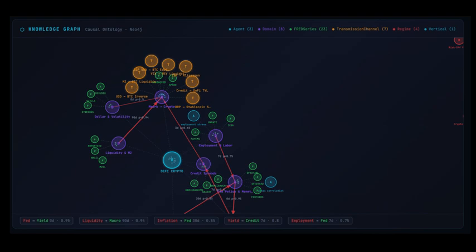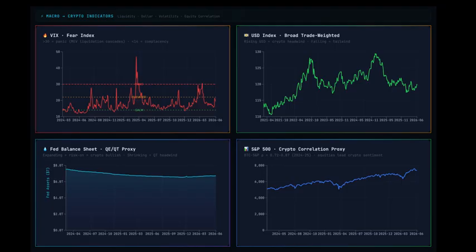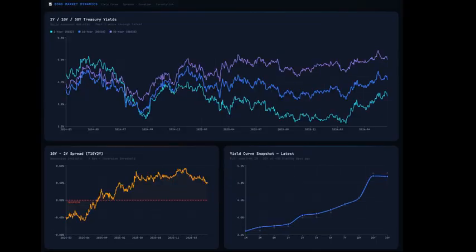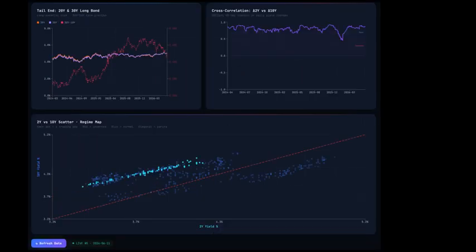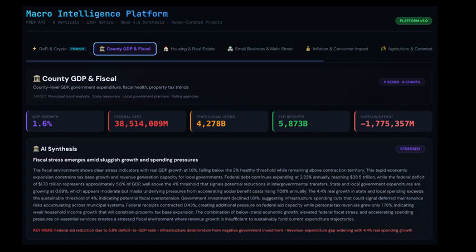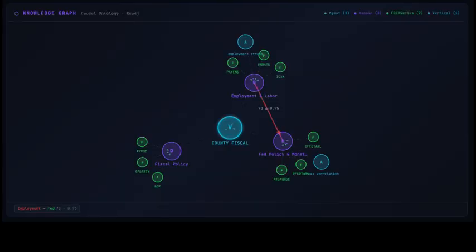Here's the core problem. Bloomberg, FRED, Trading Economics, every internal Treasury dashboard, they all share the same architecture. Database, charts, human interpretation. They show you inflation, yields, unemployment, volatility. But they never store the reasoning that connects them.